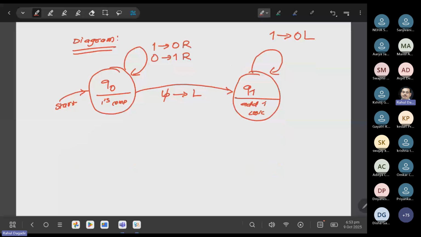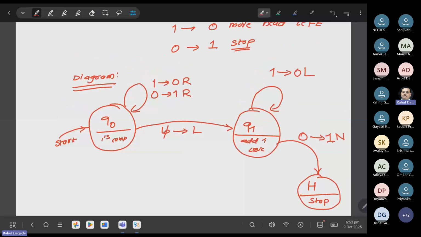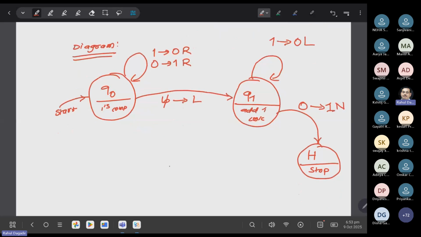Now let us have a stop state as H, that is called a halt state. It's a stop state. So where to stop it? When we get the first 0, we have to convert that into 1 with no movement, and that is stop. So this is the logic for 2's complement. This entire logic is for 2's complement.